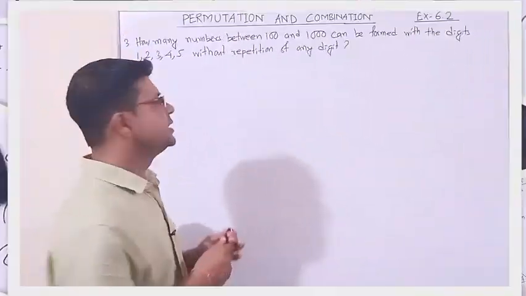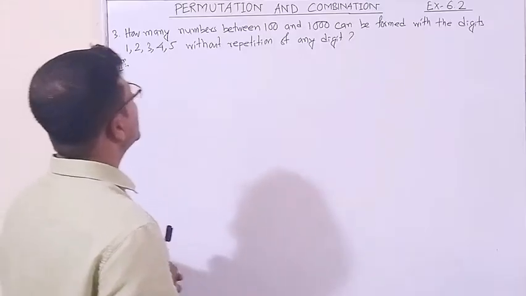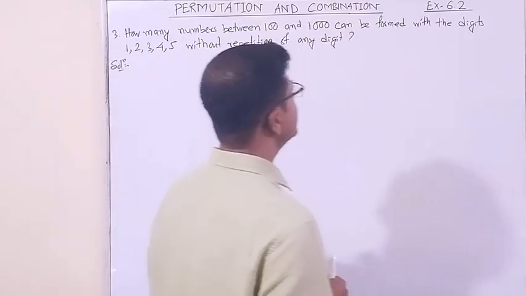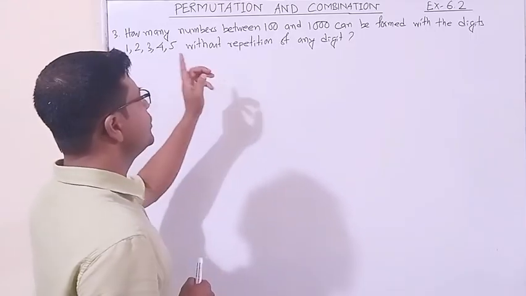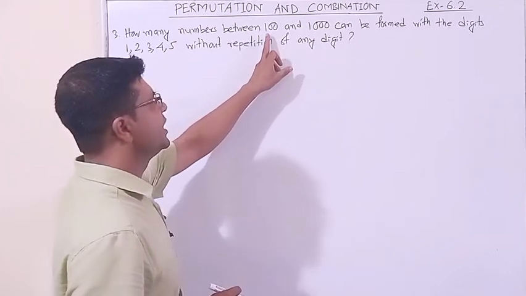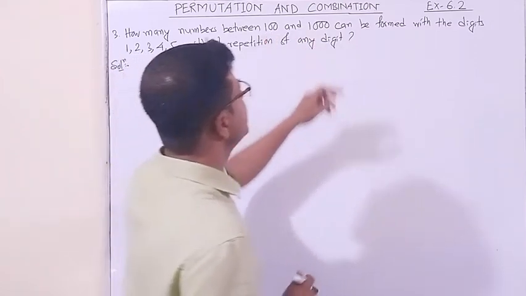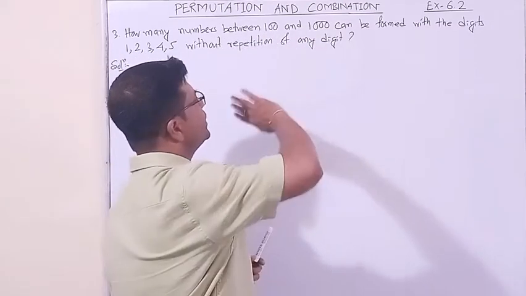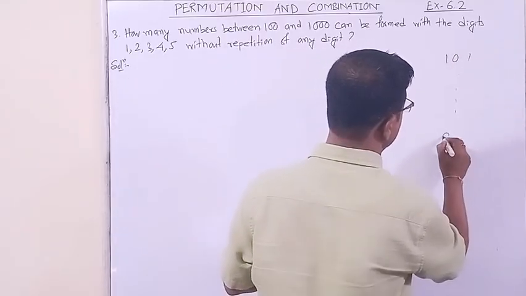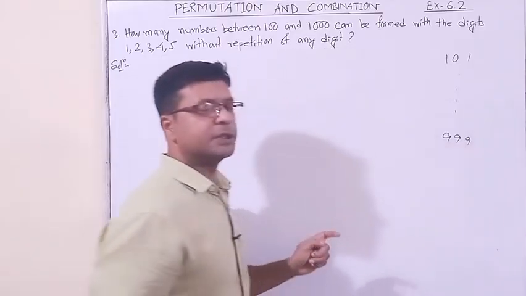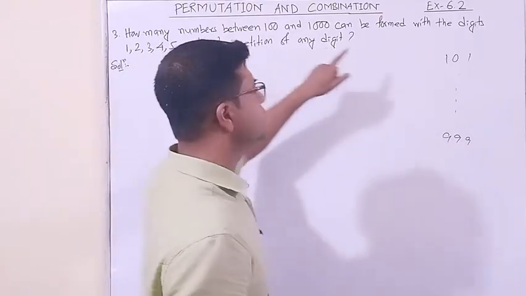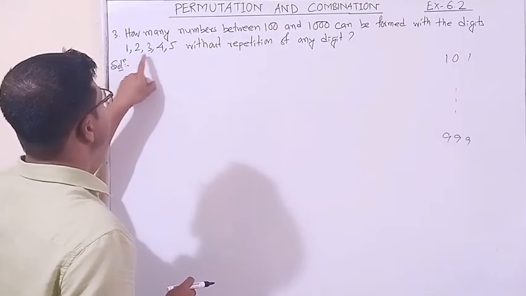Understood? Now let us discuss question number 3. Here the question is, how many numbers between 100 to 1000 can be formed with the digits 1, 2, 3, 4, 5 without repetition of any digit? Dear students, we have to be careful here that the numbers are between 100 to 1000. So between 100 to 1000, it will start from 101 to 999. But there is a condition given. We do not have to consider all those numbers. We have to consider those numbers which will be formed using these digits.